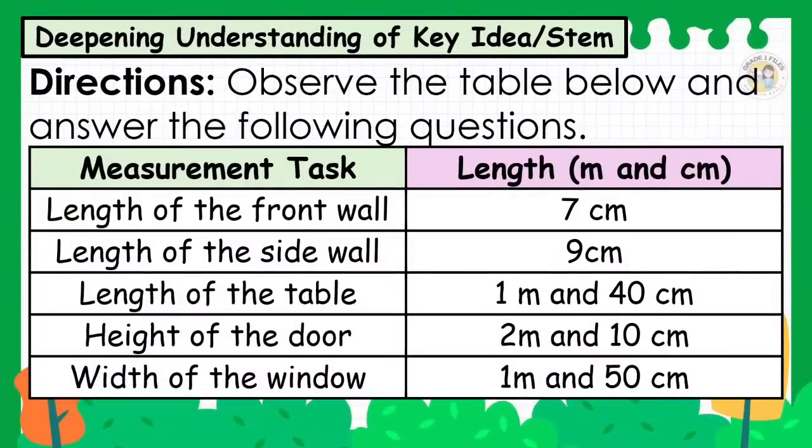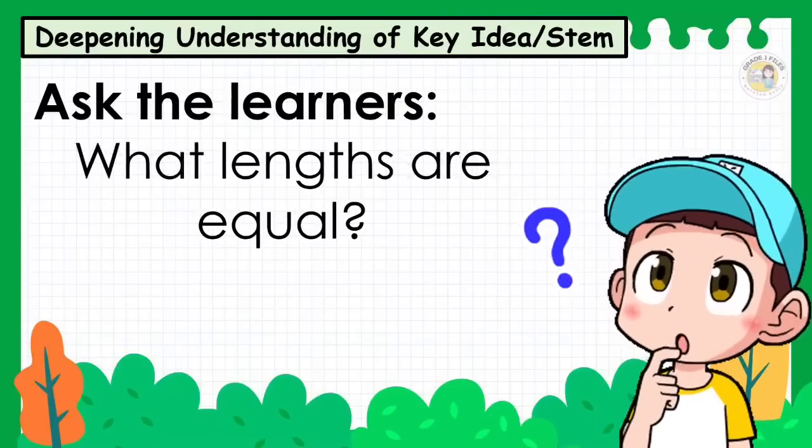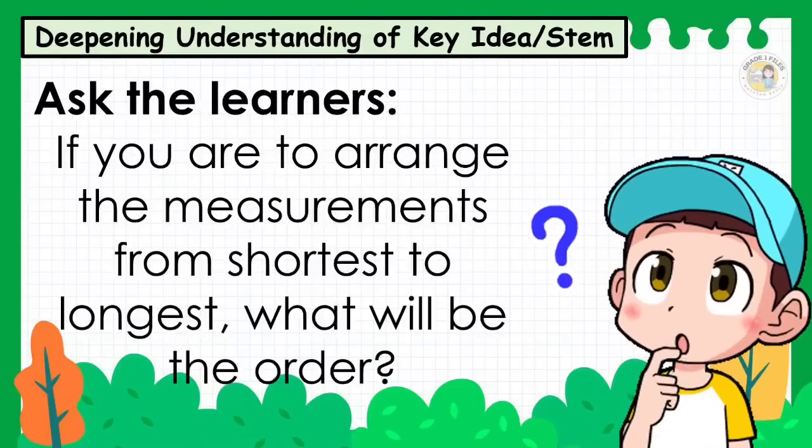Observe the table below and answer the following questions. Which length is the shortest? Which length is the longest? What lengths are equal? If you are to arrange the measurements from shortest to longest, what will be the order?